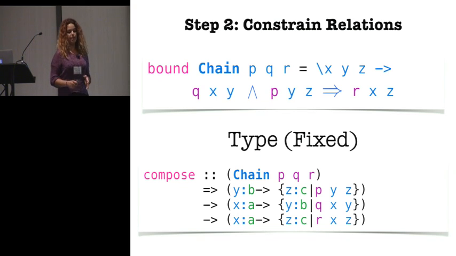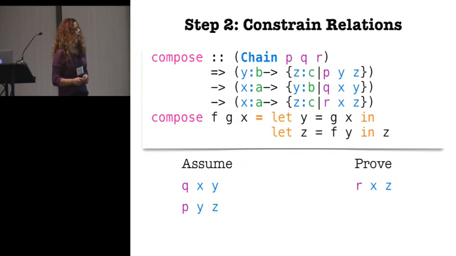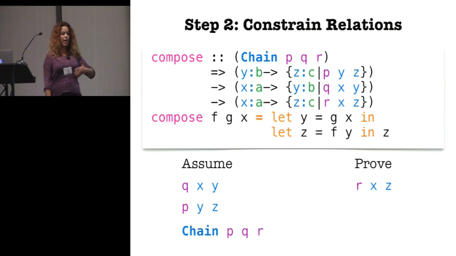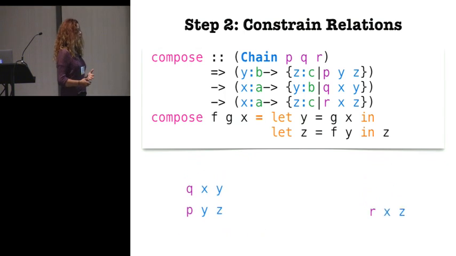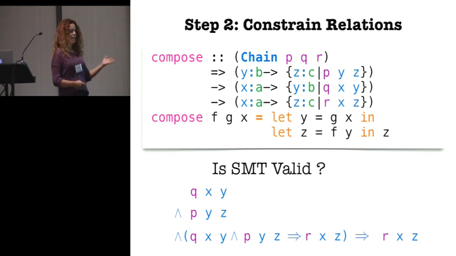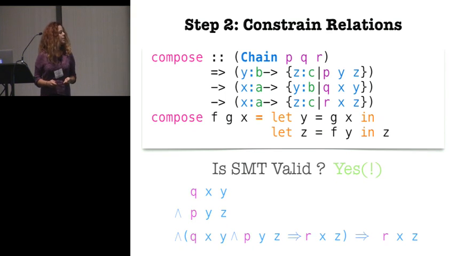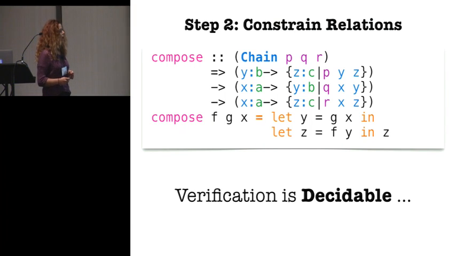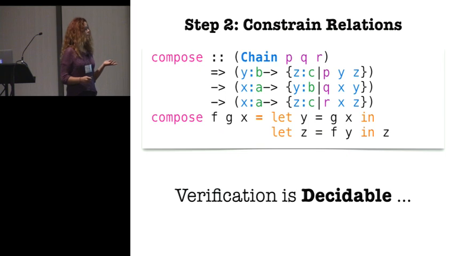But now I'm going to modify it so that it holds only for relations P, Q, and R that actually satisfy the bound chain. So now if I have this modified type, I have in my precondition that P, Q, and R satisfy my bound chain. So I can put this into my assumptions. And now I have extra information. So if I turn these assumptions into an implication, I can go again and ask the SMT solver, is this implication valid? And the solver will reply yes. So this type of compose is OK. And we saw how we can use this type of compose to have decidable verification.